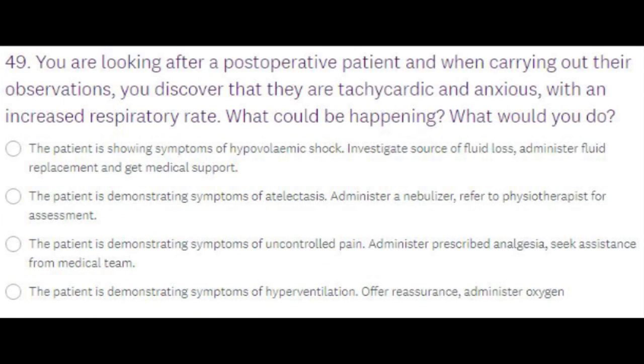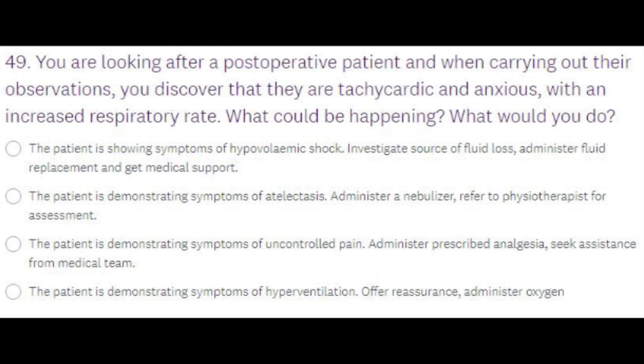Question number 49. Listen to the question and all the options very carefully. You are looking after a postoperative patient, and when carrying out their observations, you discover that they are tachycardic and anxious with an increased respiratory rate. What could be happening? What would you do? Options are: A, the patient is showing symptoms of hypovolemic shock. Investigate source of fluid loss, administer fluid replacement and get medical support. Option B, this patient is demonstrating symptoms of atelectasis. Administer a nebulizer, refer to physiotherapist for assessment.